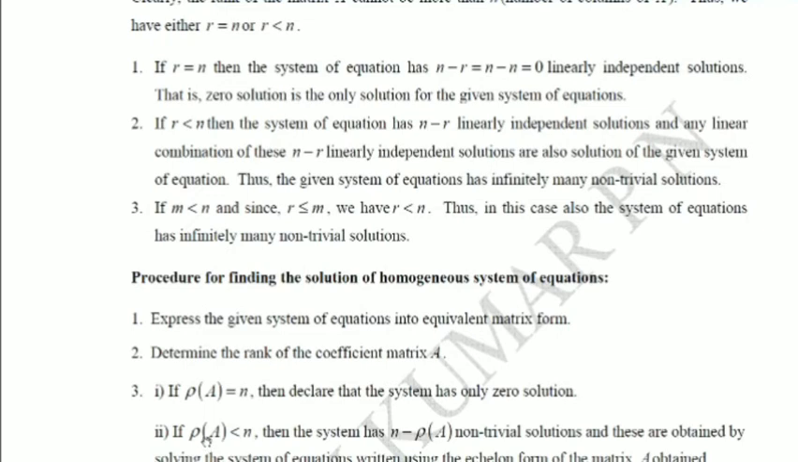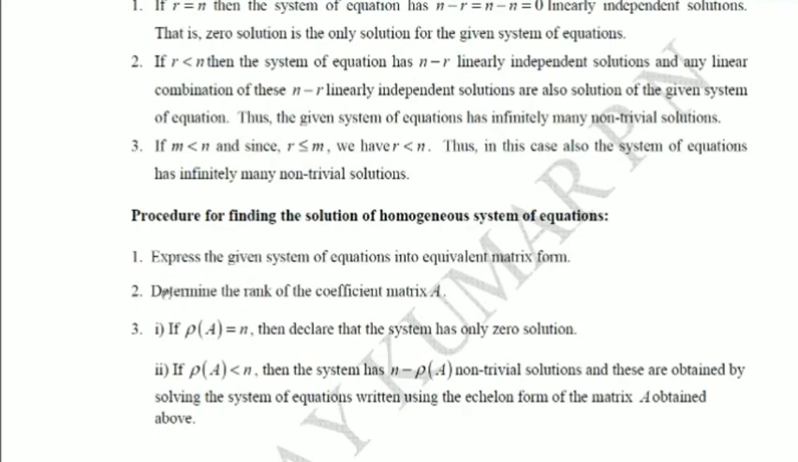If rank is less than the number of unknowns, then the system has n minus rank non-trivial linearly independent solutions. And sometimes they will ask you to find the solutions also. Then you can find the solution by writing the equivalent form of the system of equations using the echelon form of the matrix, and by solving the echelon form of the matrix associated with the unknown matrix, you can easily find the solution.